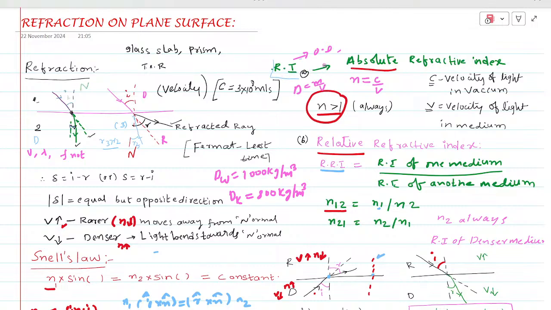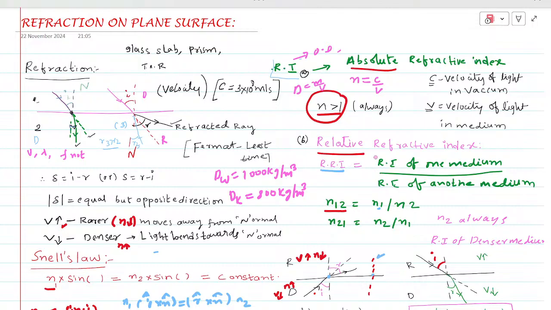Similarly, refractive indexes are of two types: absolute refractive index and relative refractive index. Absolute refractive index means the ratio of the light velocity in vacuum to that in the medium, and this value is always more than 1 because the C value is more.